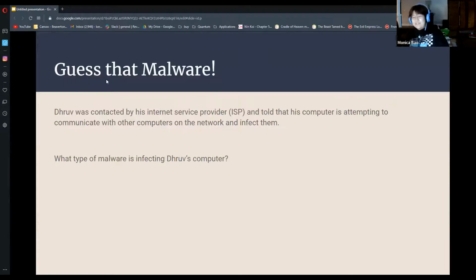Because at first my initial reaction was, oh, it's got to be botnet because other computers are involved, right? But the computer is attempting to communicate with other computers on the network and infect them, which tells me the sign that it's probably a worm, because the worm is trying to find other computers and systems by itself without human interaction.